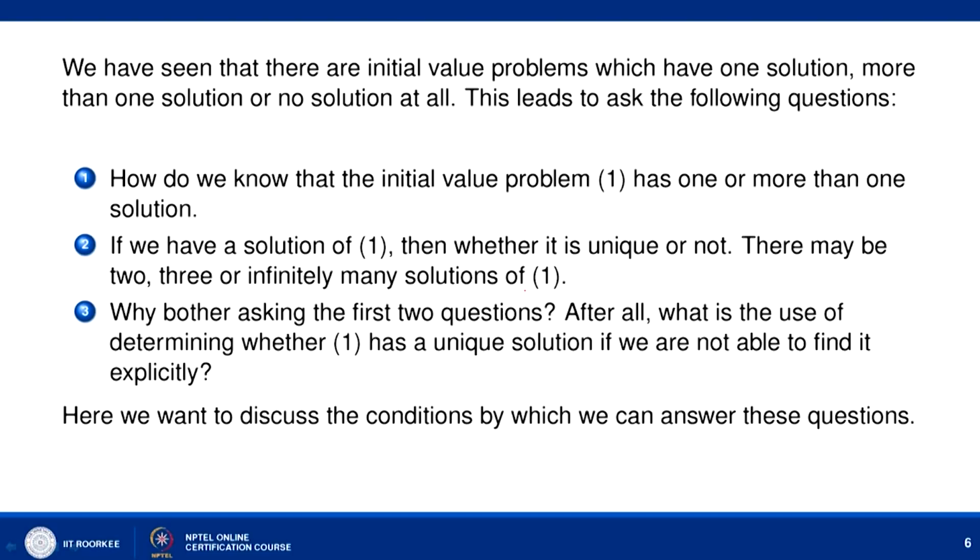Third doubt is why we are worrying about the existence of a solution. After all, what is the use of determining whether one has a unique solution if we are not able to find it explicitly? It may happen that a given initial value problem has a solution, one solution or more than one solution, but we are not able to find the solution in an explicit manner. It may happen that the existence is proved, but we are not able to find the solution in explicit manner.